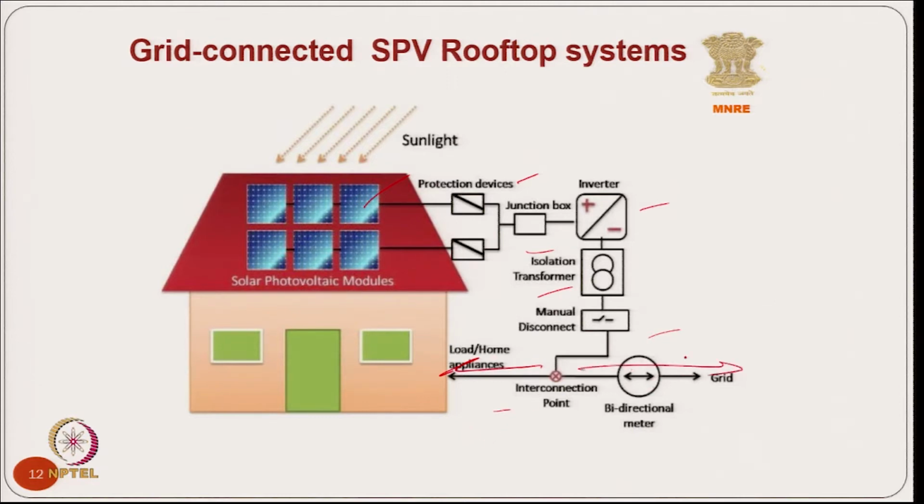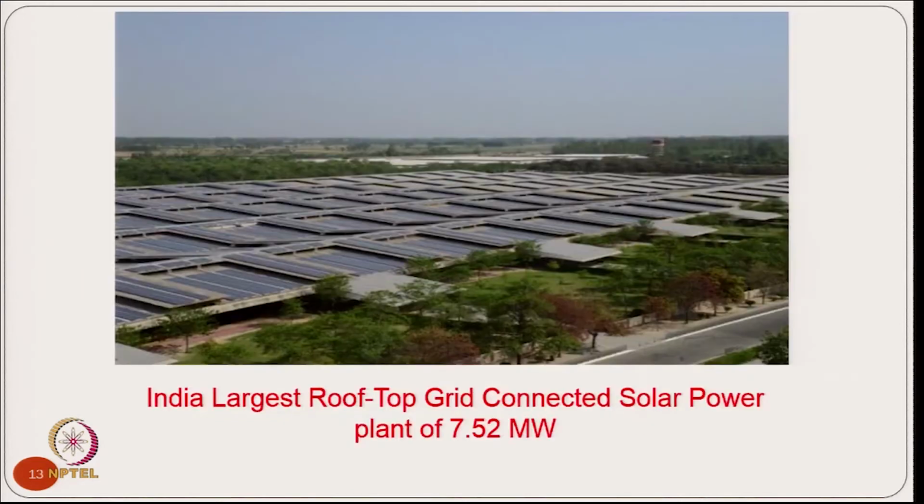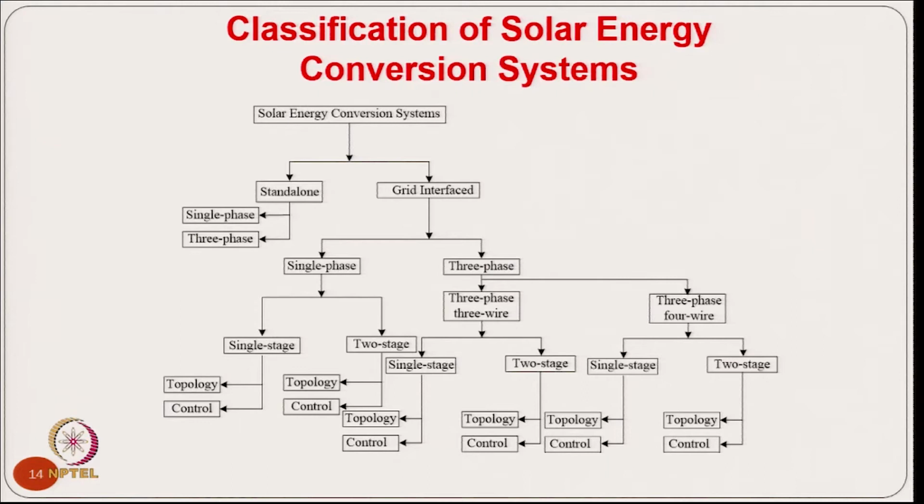So, that is conceptually what you can think of as a grid connected solar photovoltaic system configuration. India's largest rooftop grid connected solar photovoltaic plant of 7.52 megawatt is in Vyas. Well, if we classify the solar energy conversion system, we can have standalone and on grid interface, which can also be single phase or 3 phase depending upon the power level. Grid interface systems are of course in the majority, because you cannot typically store the entire electricity generated, otherwise you would need energy storage.